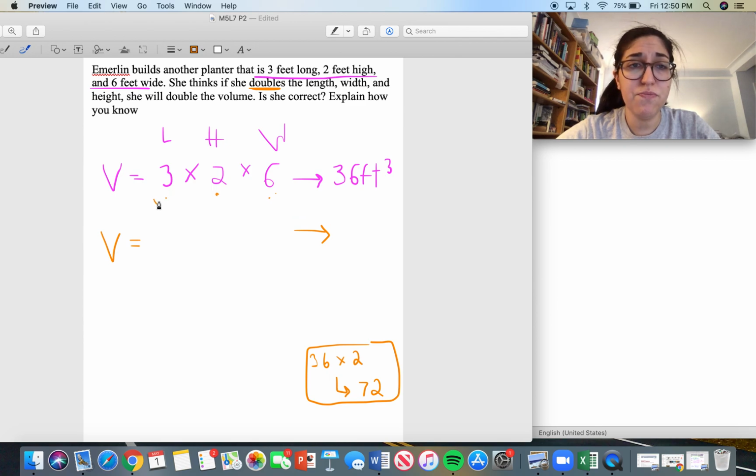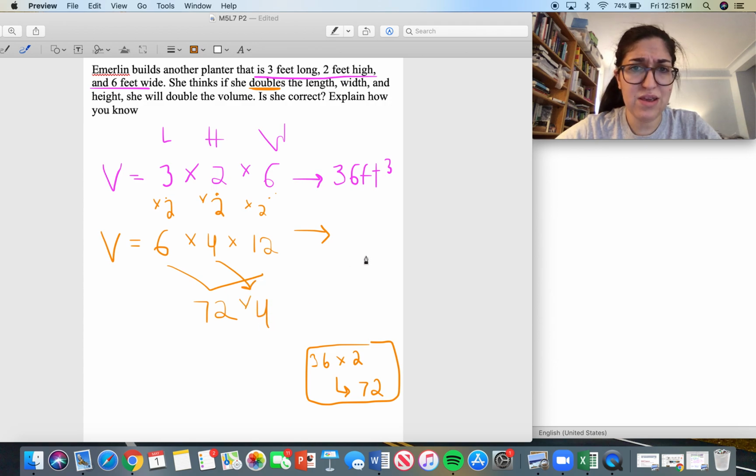3 times 2 would be 6. 2 times 2 would be 4. 6 times 2 would be 12. I'm starting to think this probably wouldn't be double because I know just on its own, 6 times 12 is 72. So I then need to still multiply it by 4.